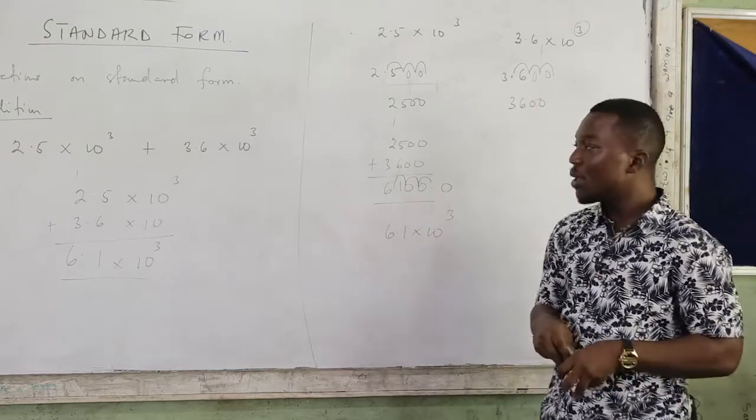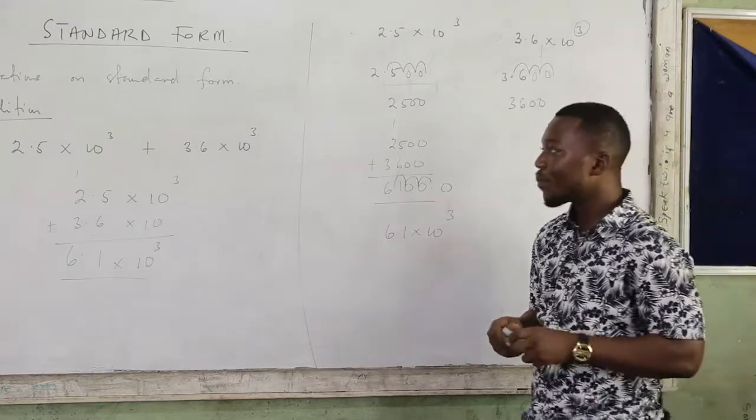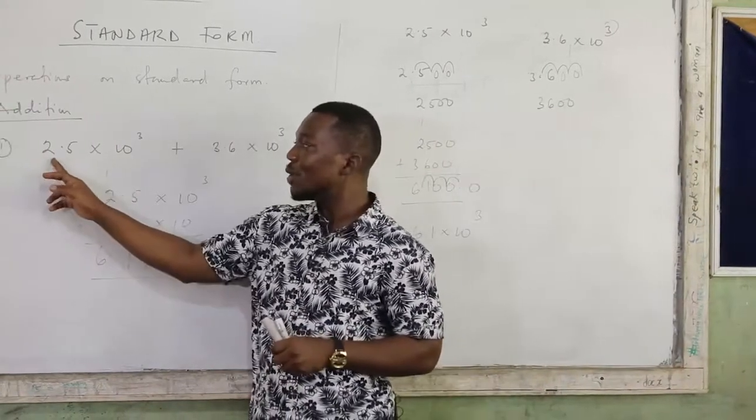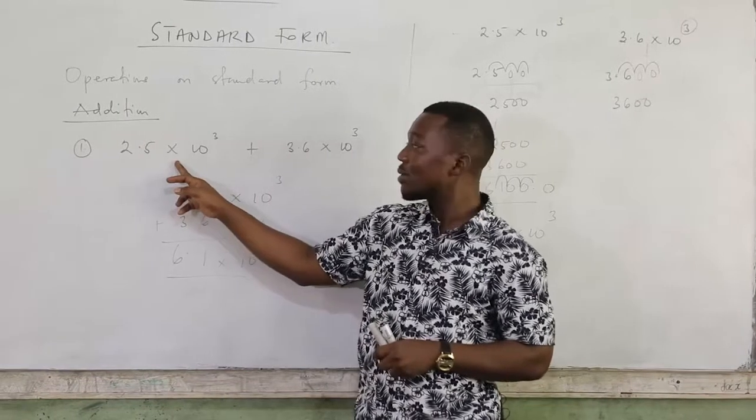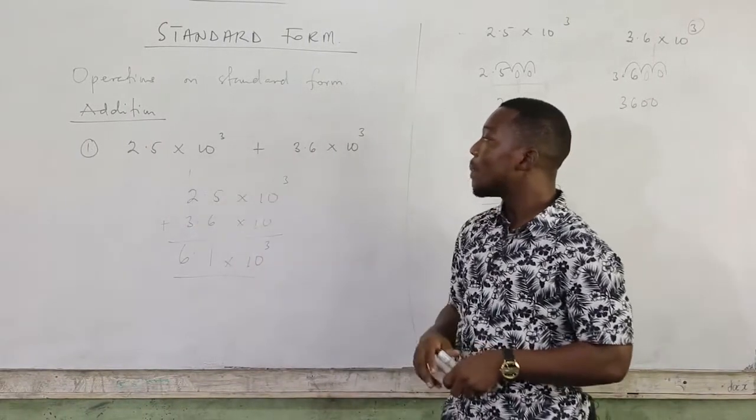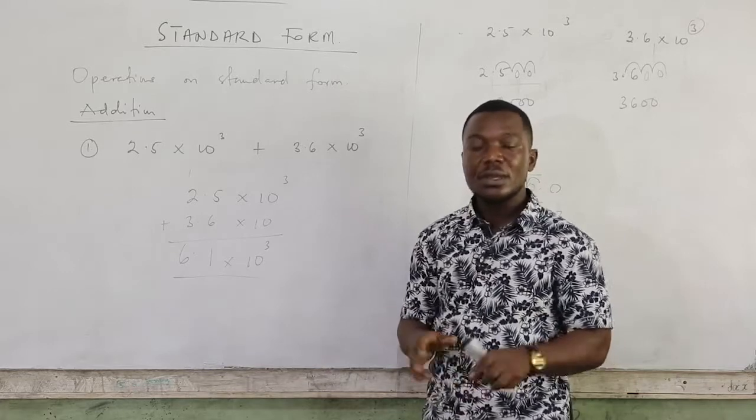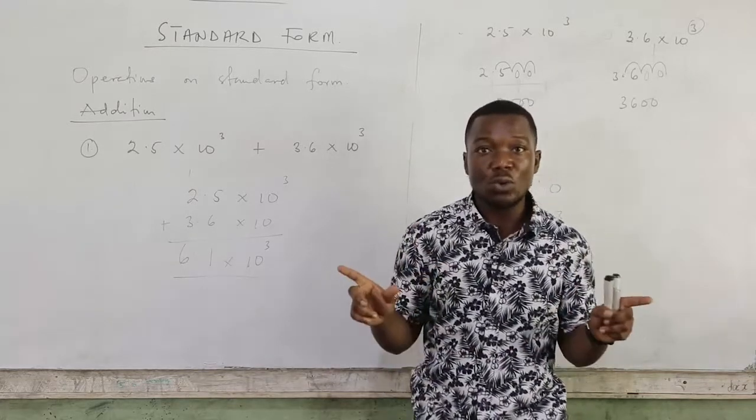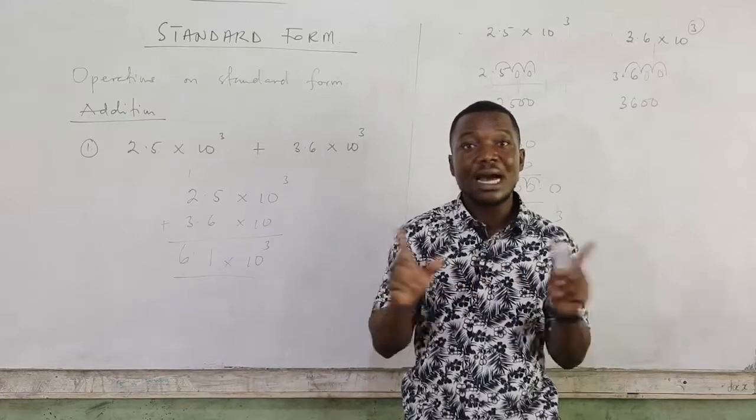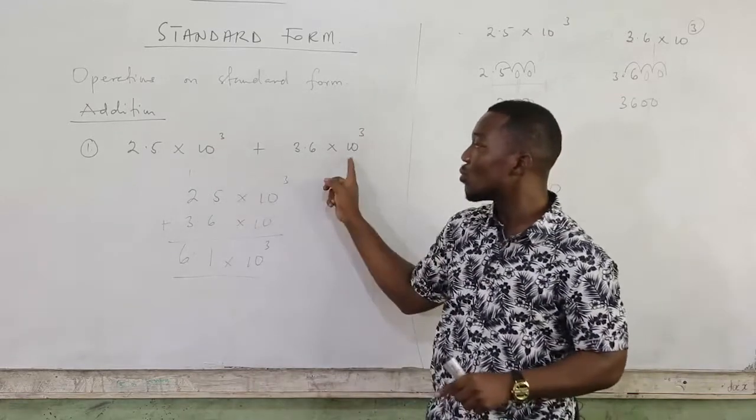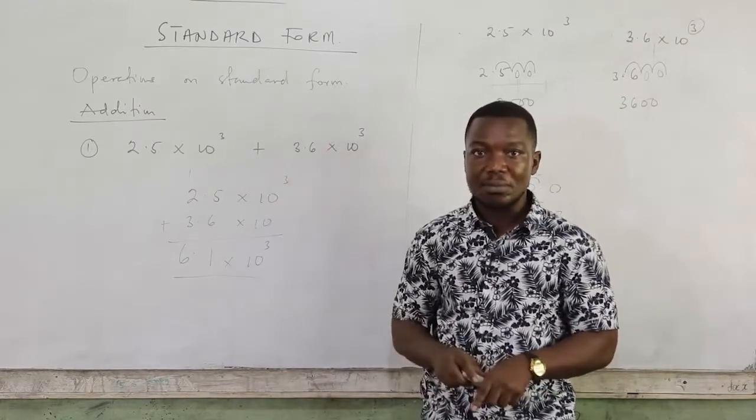Okay, we'd like to go through again. We're given 2.5 times 10 raised to the power 3 plus 3.6 times 10 raised to the power 3. The first thing is you have to make sure the 10 raised to the powers are the same. I'm talking about these two. Make sure they are the same.